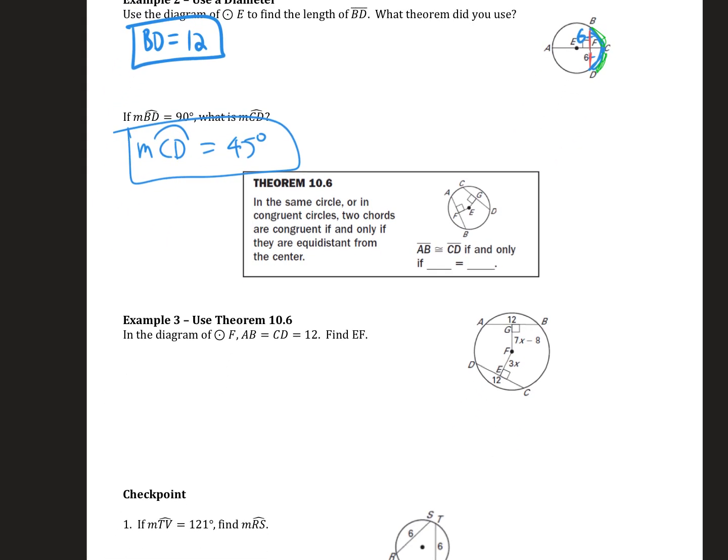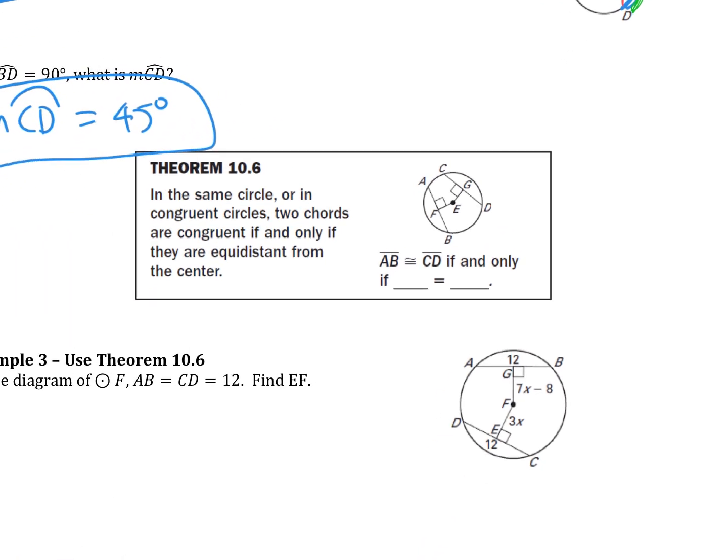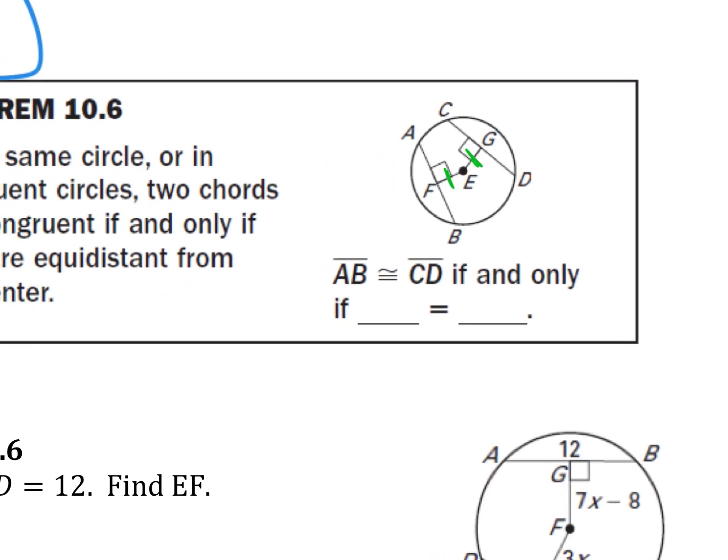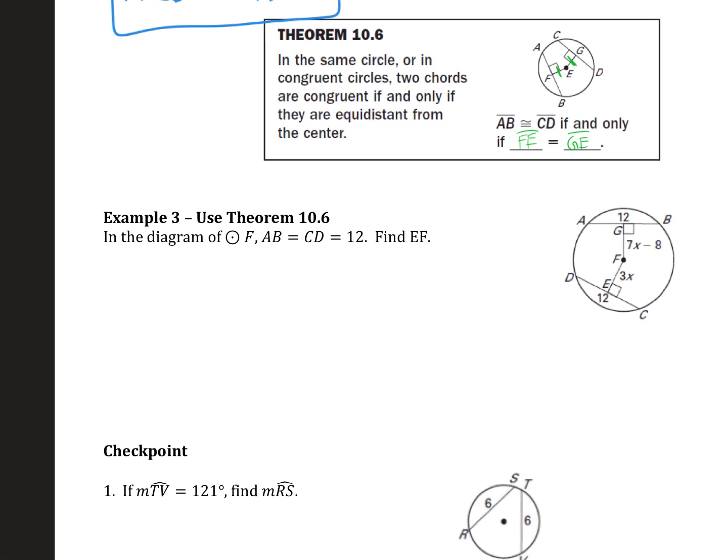All right, couple things here. In the same circle and congruent circles, two chords are congruent if and only if they're equidistant from the center, which means that FE is congruent to GE, right? That's going to inform our decision here. So it goes both ways. We can say if those are congruent, then we know that the chords are the same, or we can say if the chords are the same, we can figure out this information, right?